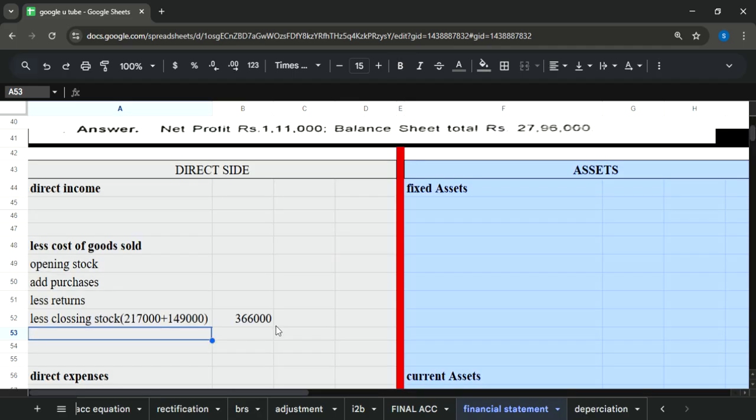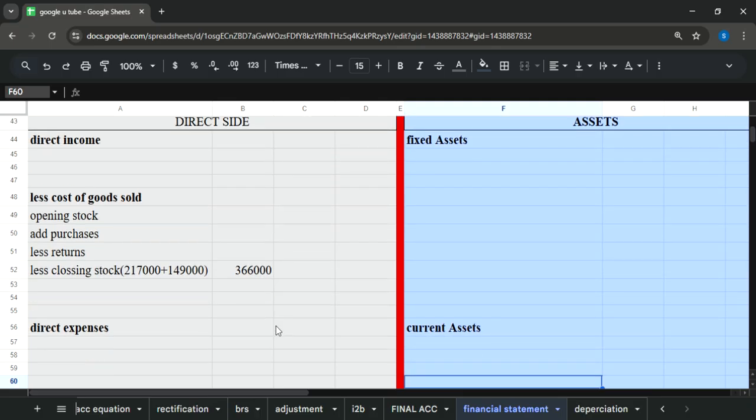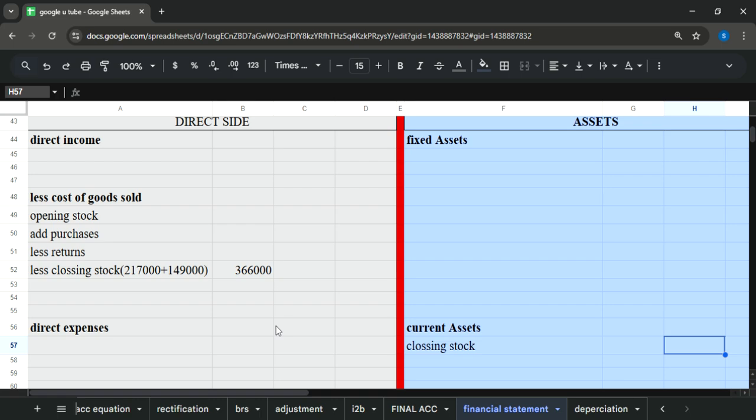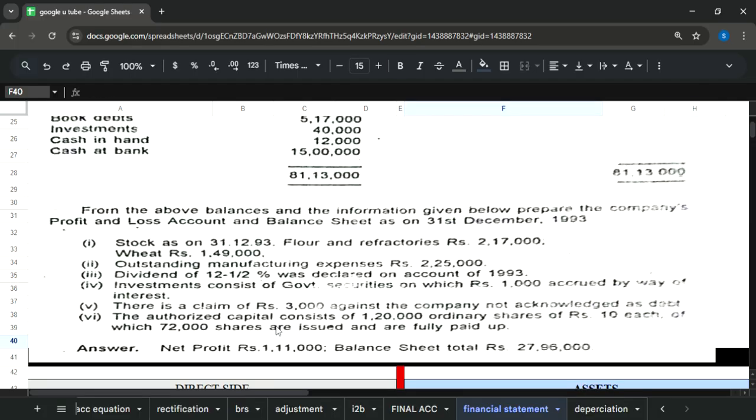Okay. Now the same closing stock would have its second effect. Here in the balance sheet, on the current asset side, we will be mentioning closing stock as well. As you know, each adjustment does have two effects: 366,000 and 366,000. So closing stock is mentioned at the asset side. Besides this, our first adjustment has been completed with its dual effect.